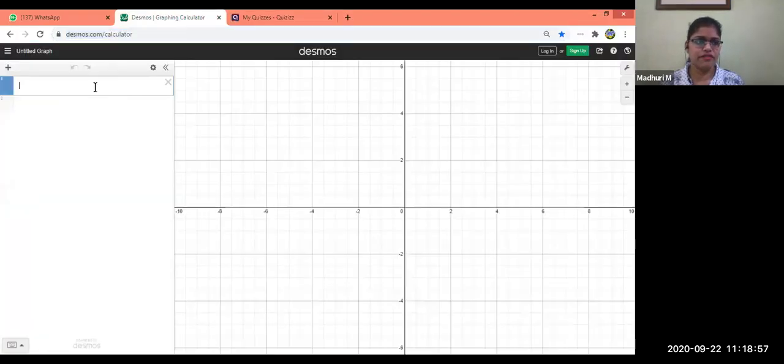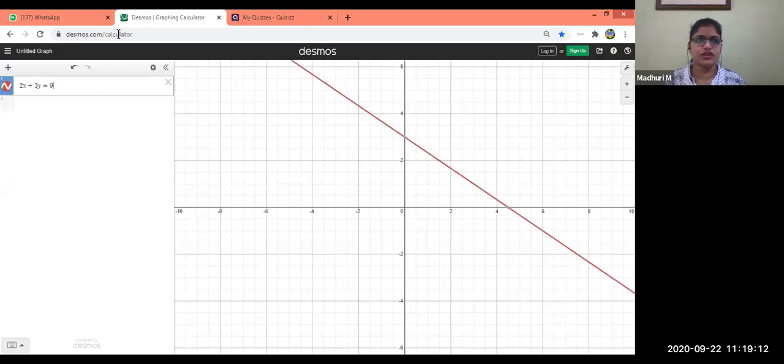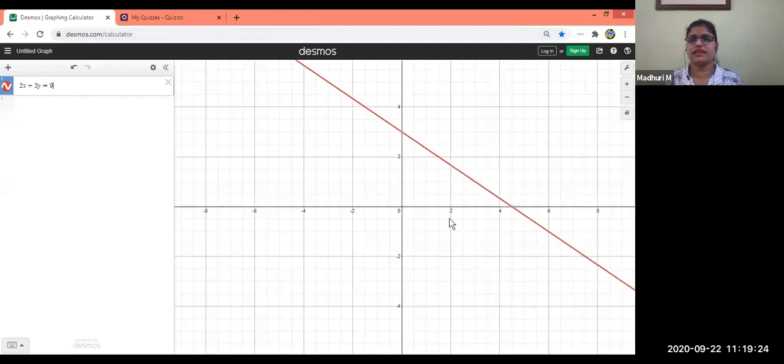So there, I will be typing in equations here. Let me put in a linear equation in two variables. For example, I am entering 2x plus 3y equals, let's say, 9. Yes. So you can just check, I have entered the equation over here. This is 2x plus 3y equals 9. And you can see over here, the graph looks like a straight line.